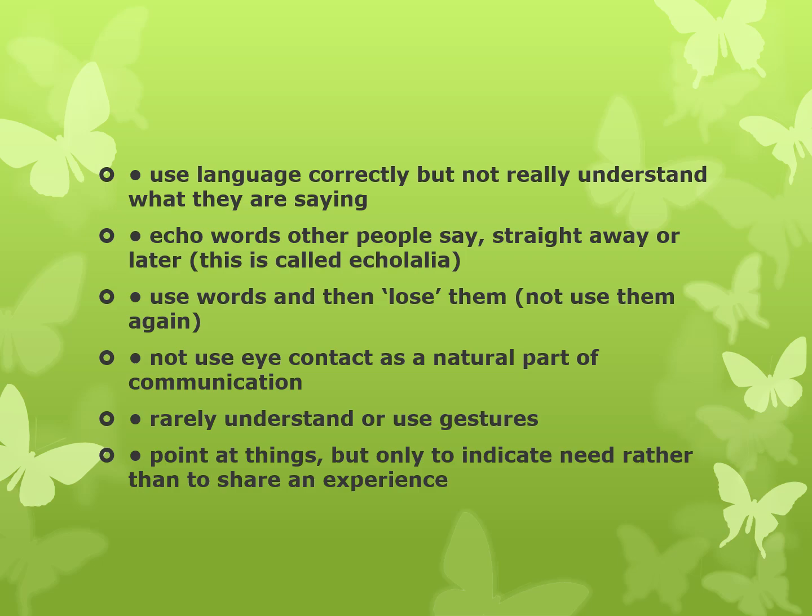They could use language correctly but not really understand what they're saying. They can echo words other people say straight away or later, this is called echolalia, or use words and then lose them, not use them again. They may not use eye contact as a natural part of communication, rarely understand or use gesture, or point at things but only to indicate need rather than to share an experience.